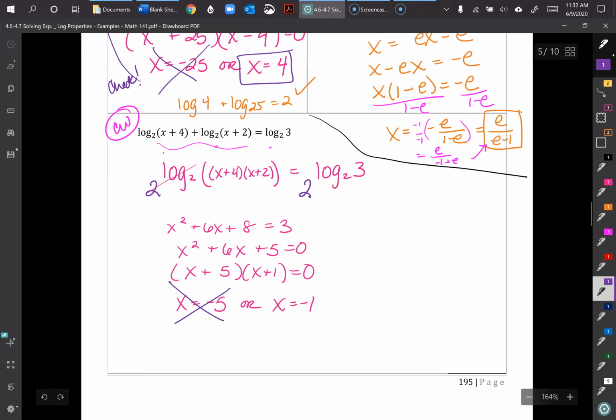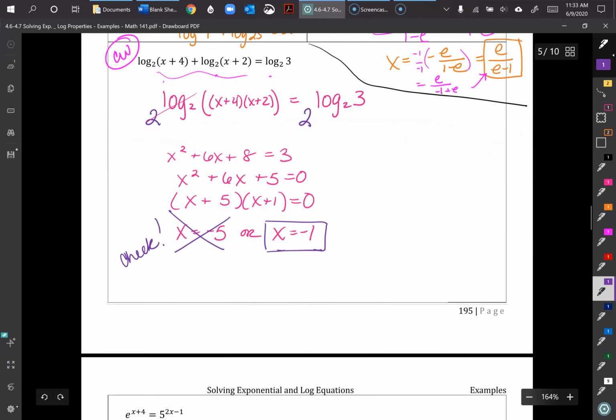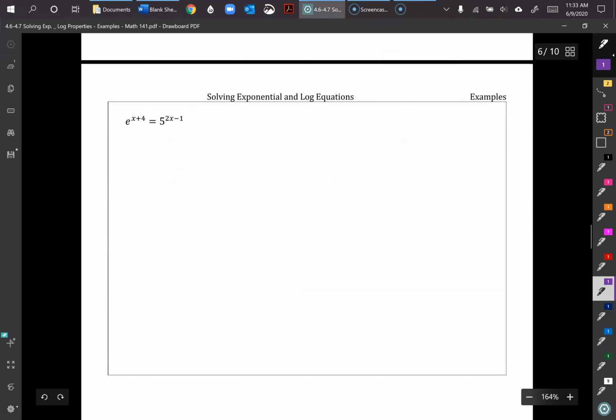So that one's out, but let's take a look at the negative 1. If I put negative 1 in there plus 4, I will get a positive 3, and negative 1 plus 2 gives me a positive 1. So I'm good with the negative 1. But the other one's extraneous. So make sure you check. So you want to get all the points you can for those.